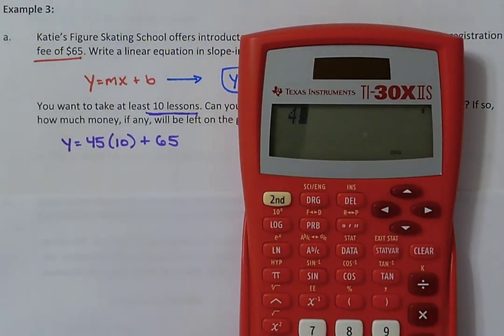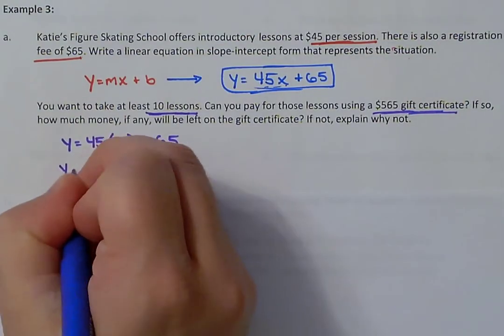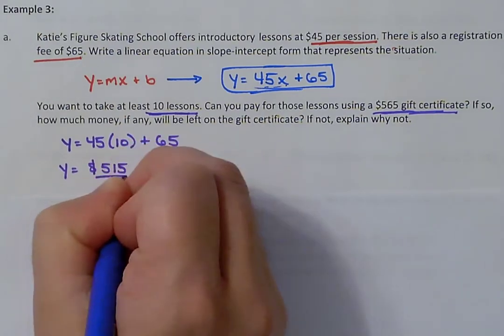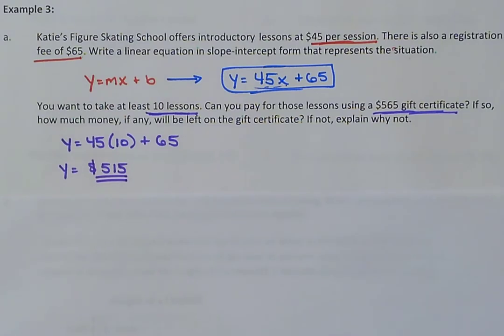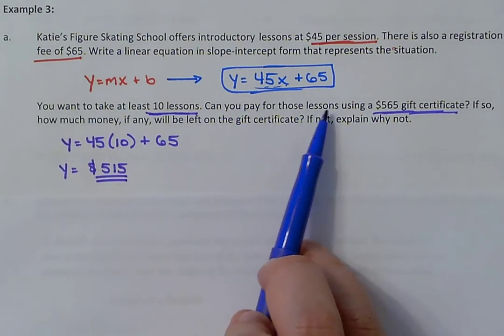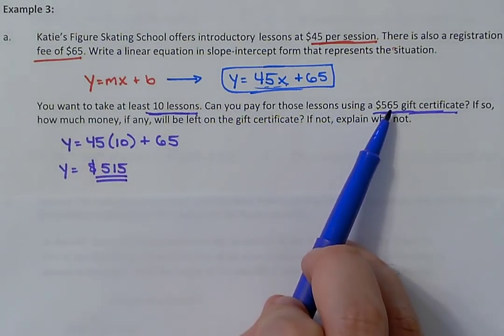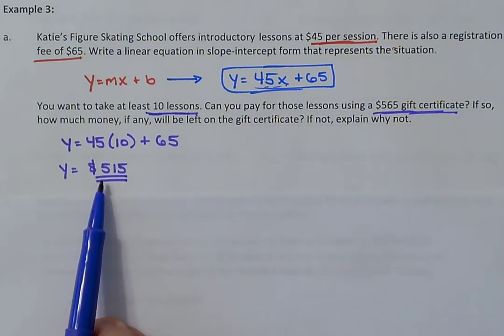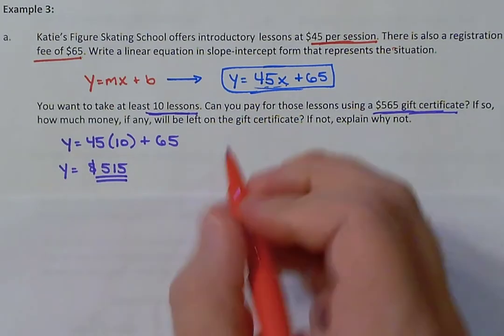So if we do 45 times 10 plus 65, we end up with 515. So we get y equal to 515. So the question is, can we pay for the 10 lessons using a $565 gift certificate? Well, if I have $565, can I pay $515? I can. So my answer is yes.